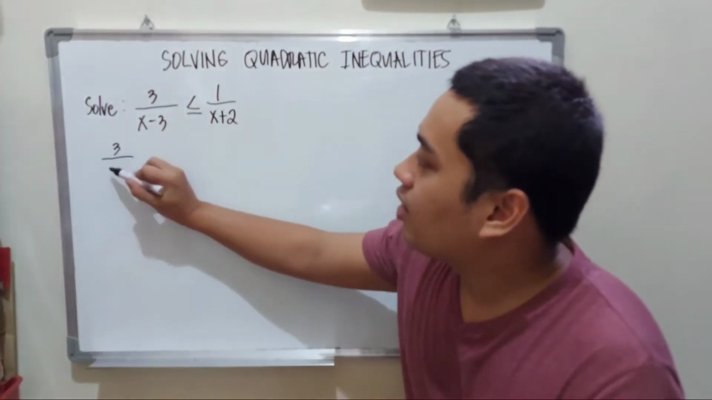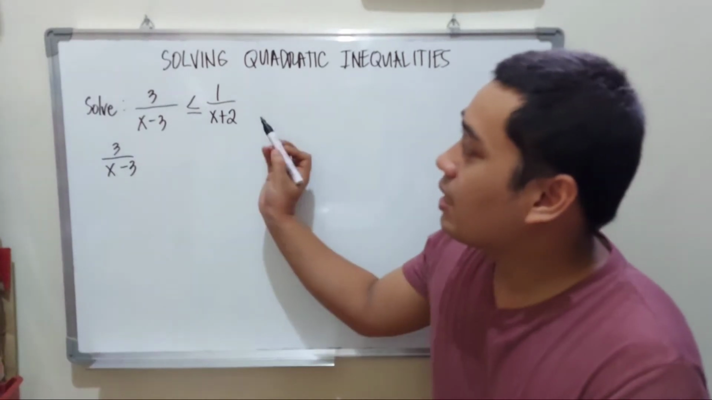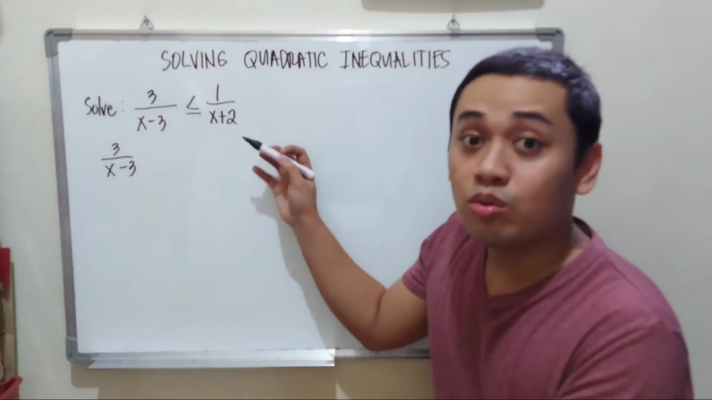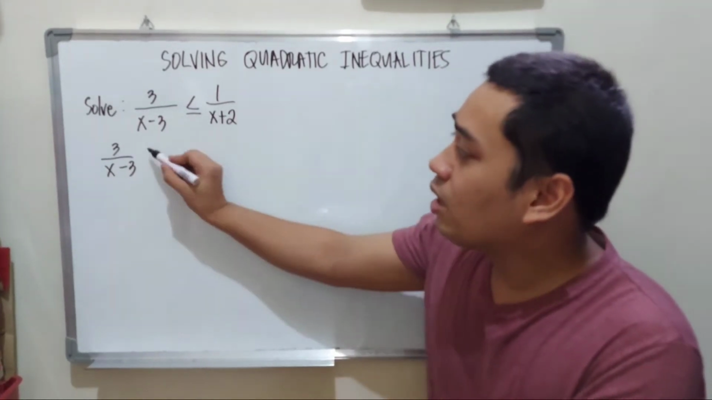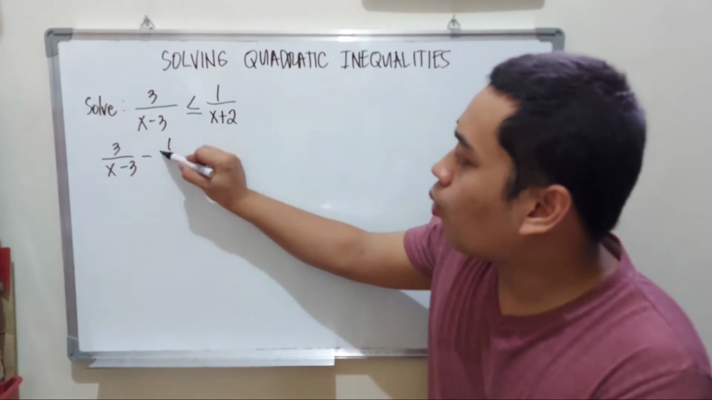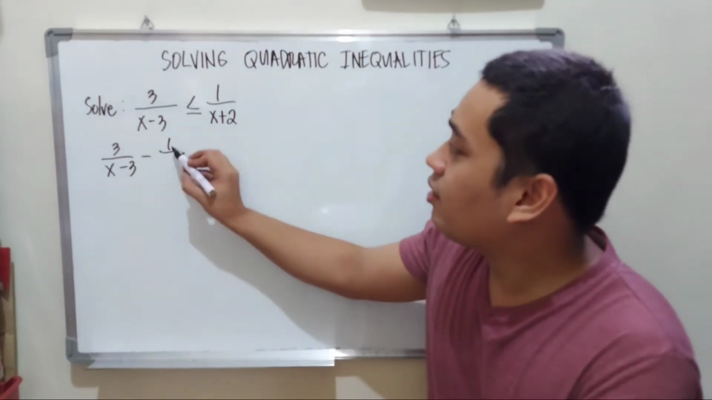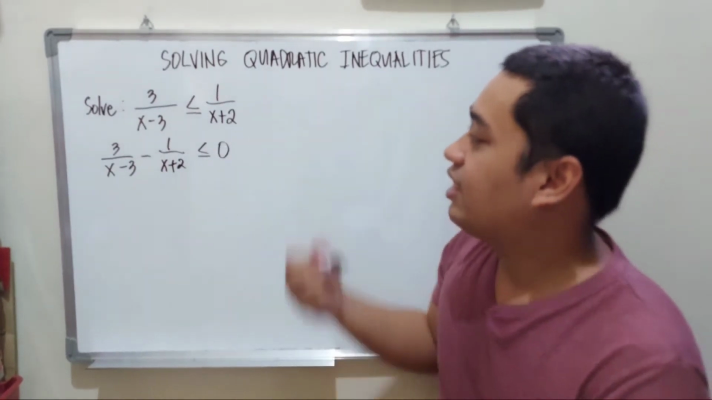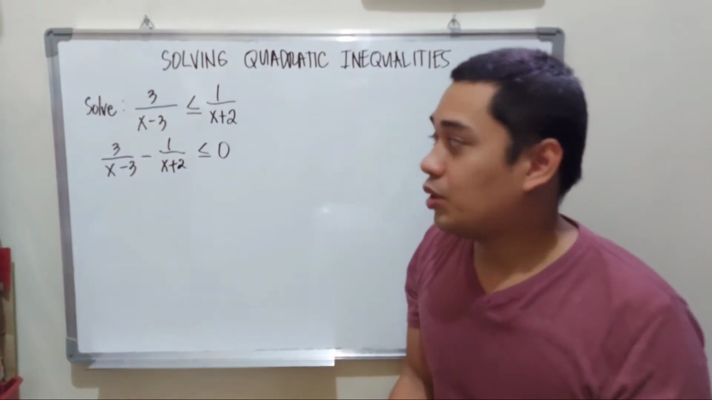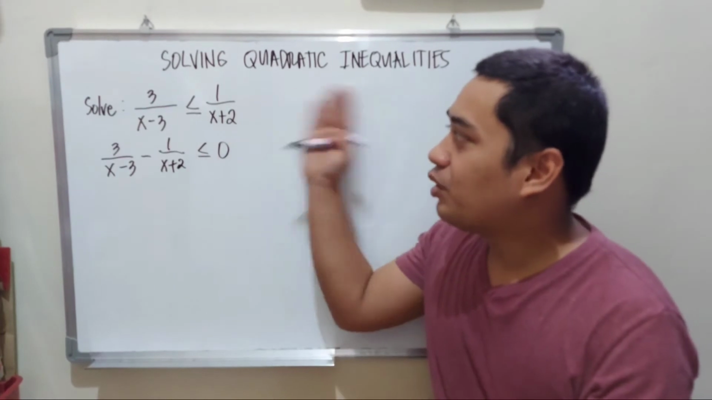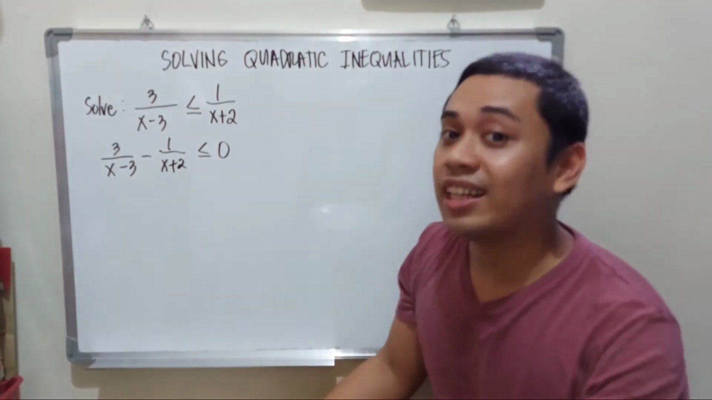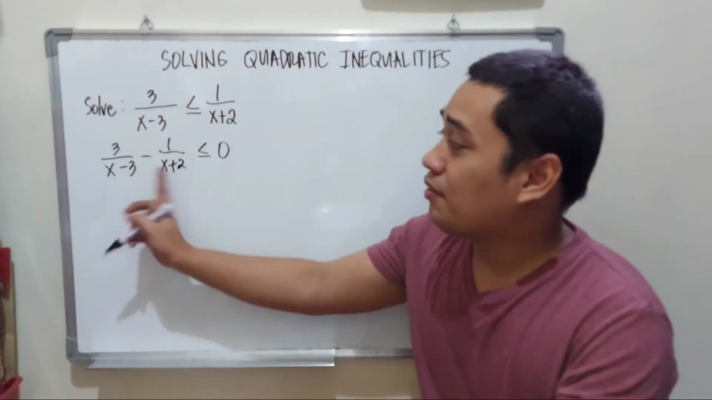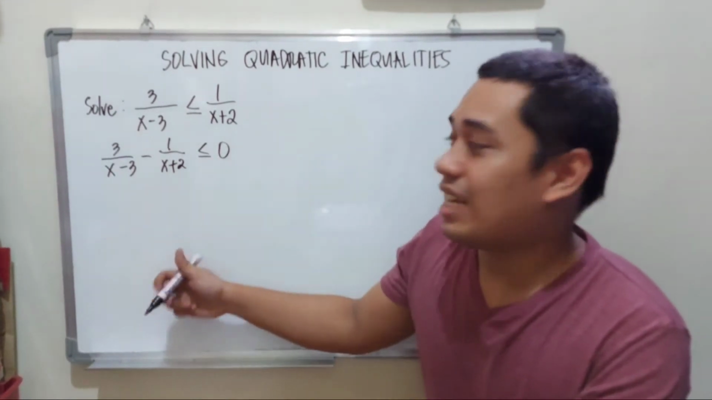Then we have 3 over x minus 3. By adding the additive inverse of 1 over x plus 2 to both sides of the equation, we will have 3 over x minus 3 minus 1 over x plus 2 is less than or equal to 0, since na-cancel na yung 1 over x plus 2 sa right side ng equation. Now, simplify these fractions para maging iisa na lang sila.